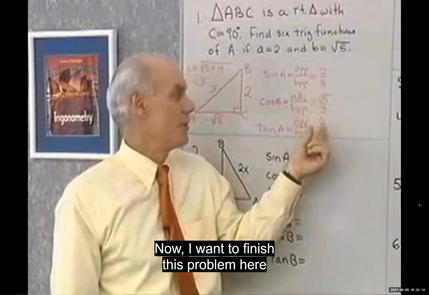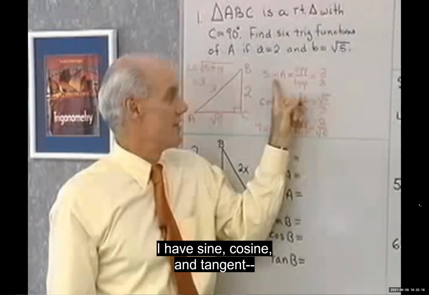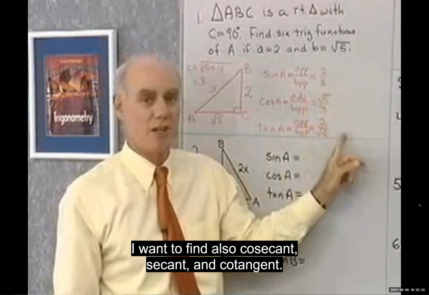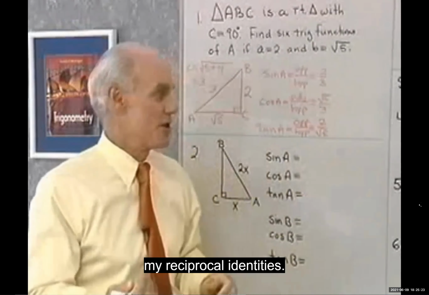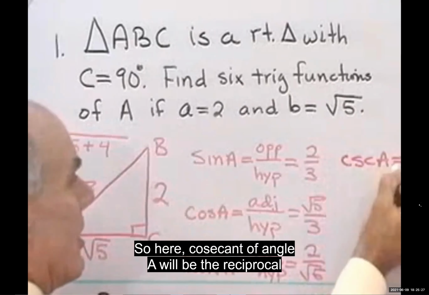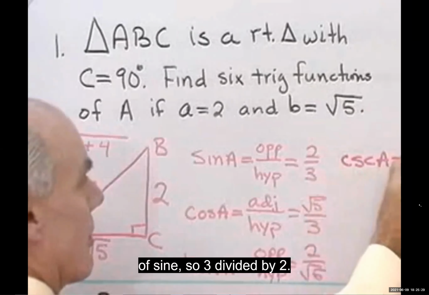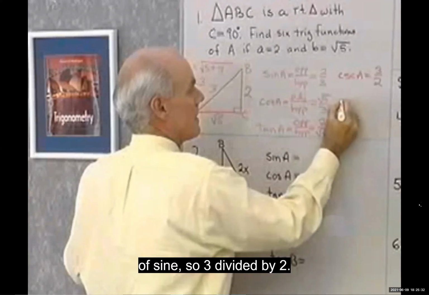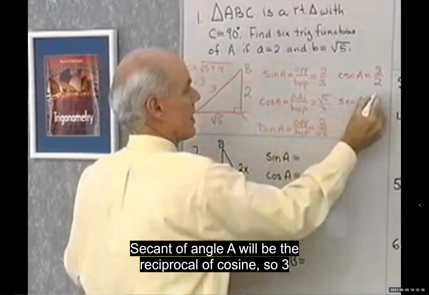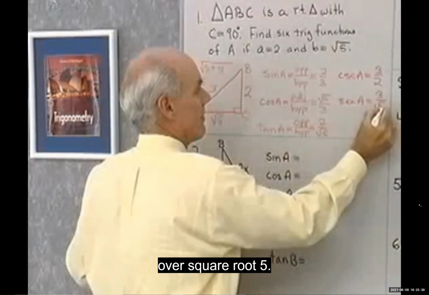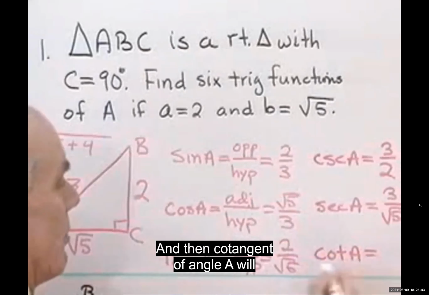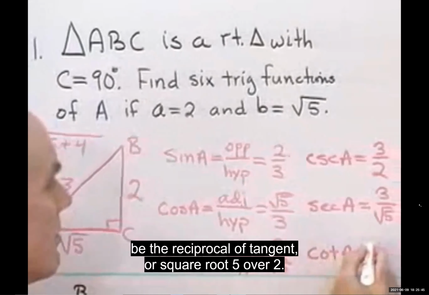Now, I want to finish this problem here by going up and finding, I have sine, cosine, and tangent. I want to find also cosecant, secant, and cotangent, but to do that, I'm just going to use my reciprocal identities. So here, cosecant of angle A will be the reciprocal of sine, so 3 divided by 2. Secant of angle A will be the reciprocal of cosine, so 3 over square root 5. And then cotangent of angle A will be the reciprocal of tangent, or square root 5 over 2.